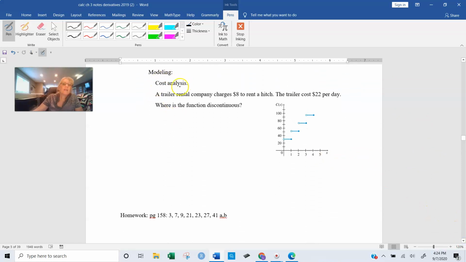Okay, cost analysis. A trailer rental company charges $8 to rent a hitch and the cost is $22 per day. Where's the function discontinuous? So where does this thing not, or when do the values not match? And if you look, it's here 1, 2, 3, 4, right? And it just continues forever. So it is discontinuous.